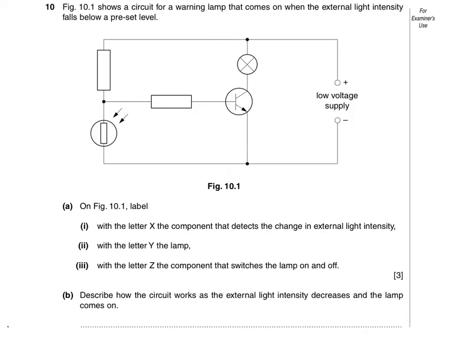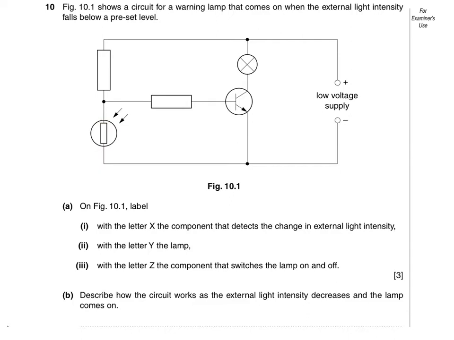Question 10, Part A, Part I, says, with the letter X, label the component that detects the change in external light intensity. So you're looking for the light-dependent resistor here, which is this object. You can tell it's a light-dependent resistor because it's got the arrows falling on it, which represents light waves.